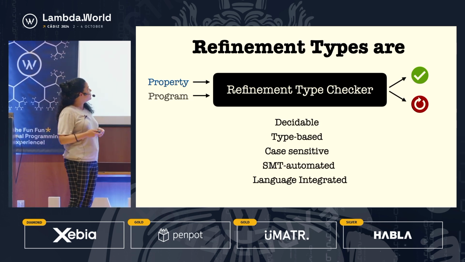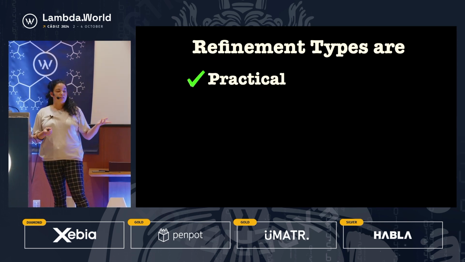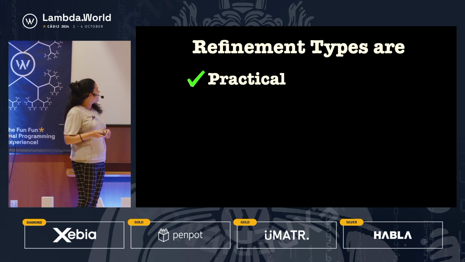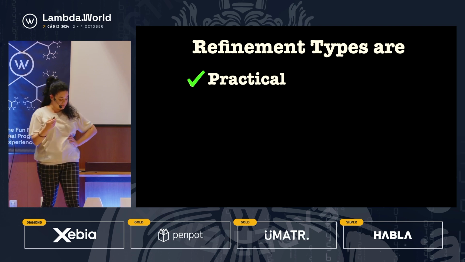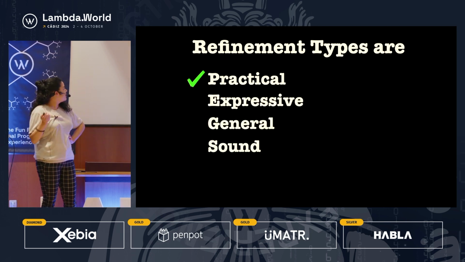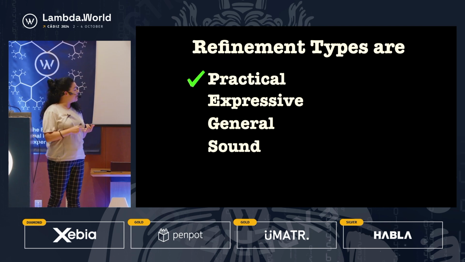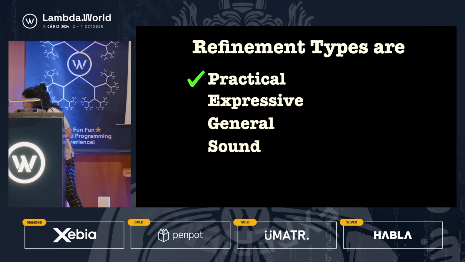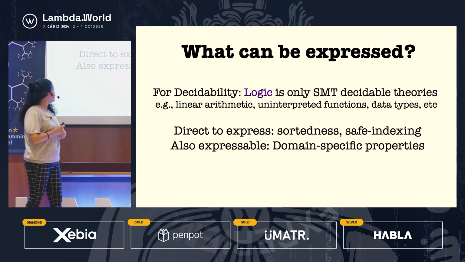And all these features make refinement types, like they are designed to be practical. They are designed with all these features in mind. Okay, so assuming that you believe me that refinement types are designed to be a practical verification technology, in the rest of the talk I am going to explain if refinement types are expressive, if they are general, and if they are sound. Okay, so let's talk about expressiveness.